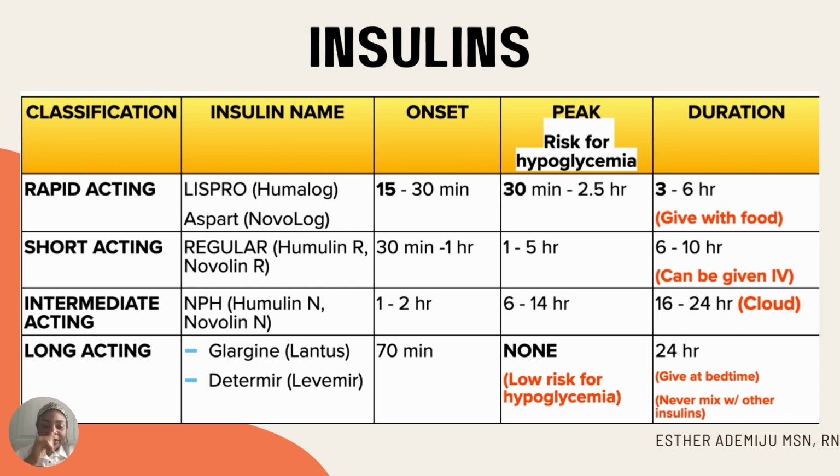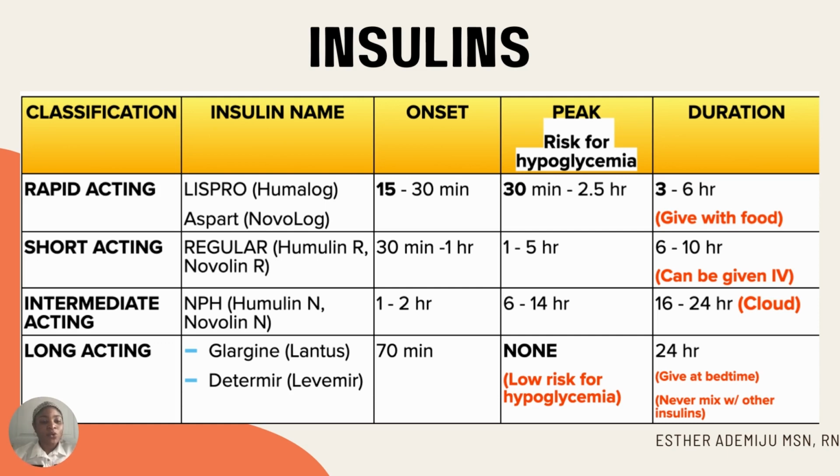So, real briefly and quickly, we're not spending too much time on this. We're going to look at the different types of insulin that we have. We have four main types or categories of insulin: the rapid acting, the short acting, the intermediate acting, and the long acting. Under the rapid acting, we have two types. We have the Lispro, also known as Humalog, and we have Aspart.